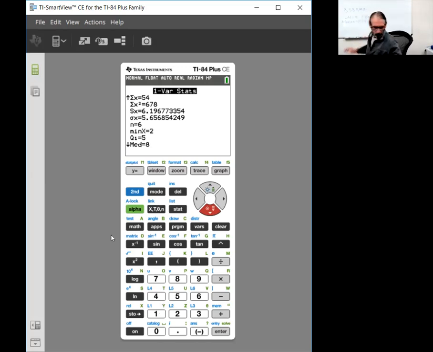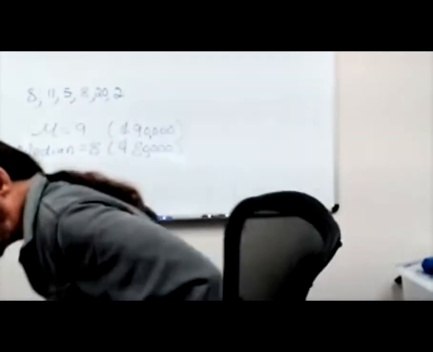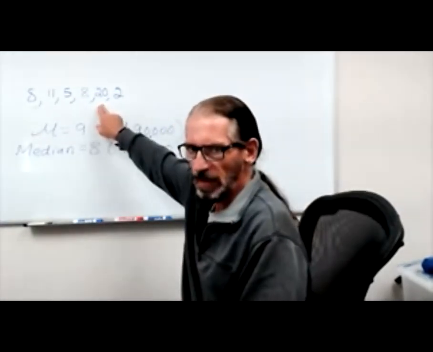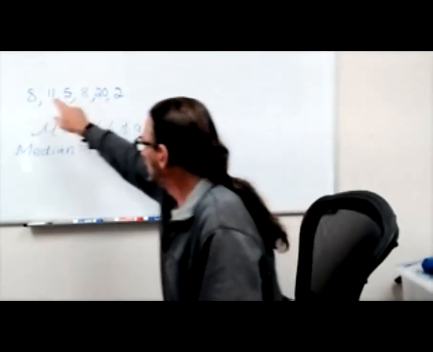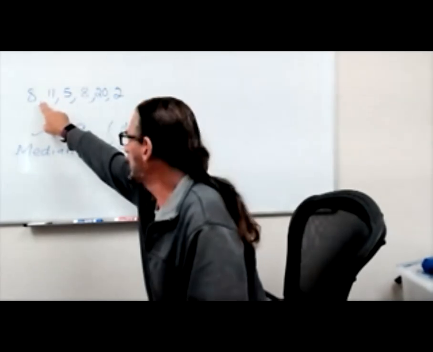However, there is one last thing I want to talk about. And again, that's the appropriateness of certain measures of center. Notice that 20, somebody making $200,000, that's $90,000 higher than what this person is making right here.